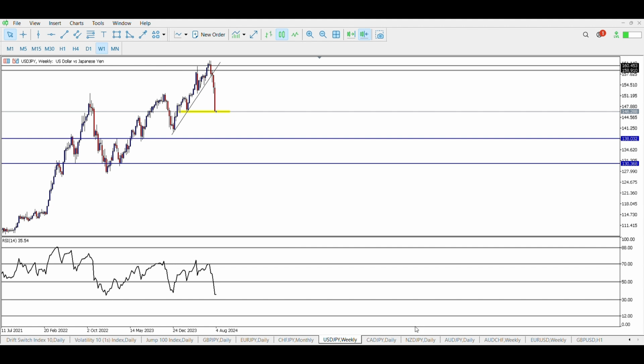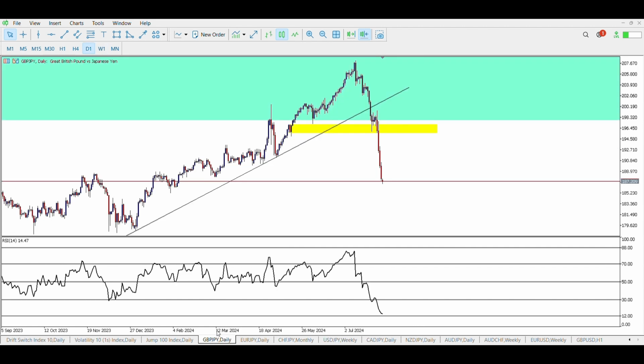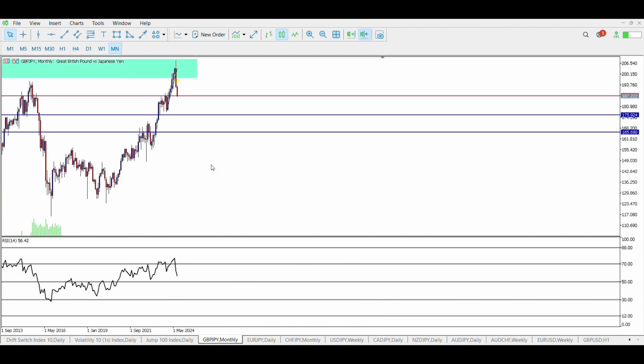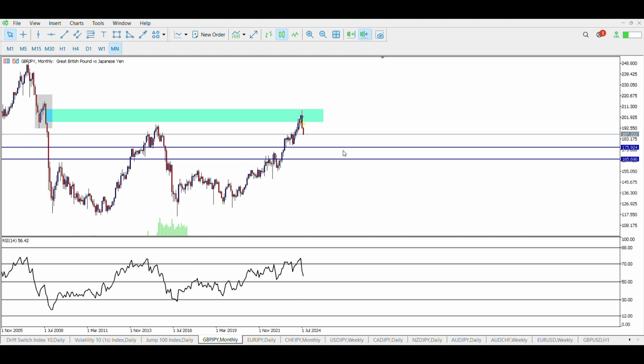Moving on to GBPJPY. If you look at the monthly chart, you can see that a similar scenario occurred. So on the monthly, we can see that price sold off massively once again, and it sold off immediately after reaching this base drop level right here.